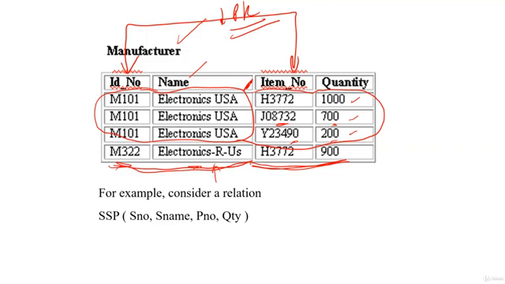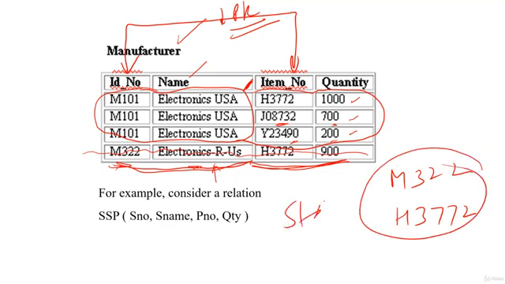And in the same way, you can understand the problem of delete. If you delete the data of a company, it will also delete, for example, this M322, which is manufacturing H3772. But now they stop manufacturing this. If they stop manufacturing this, you have to remove the row. If you remove the row, you will also lose the information about the name of the company. So if some company stops manufacturing a particular product, you have to delete the row, but that will also cause deletion of the information about the name of the company.